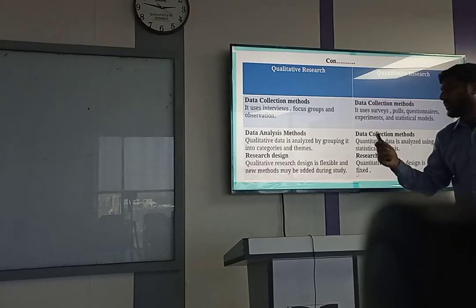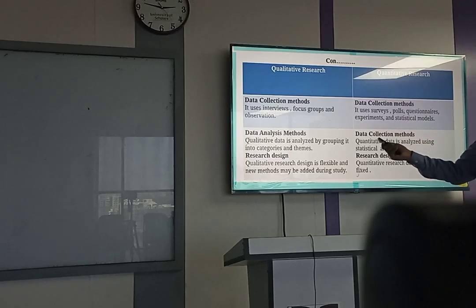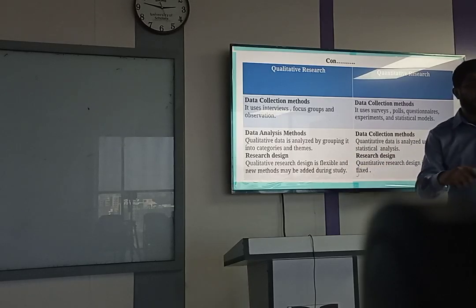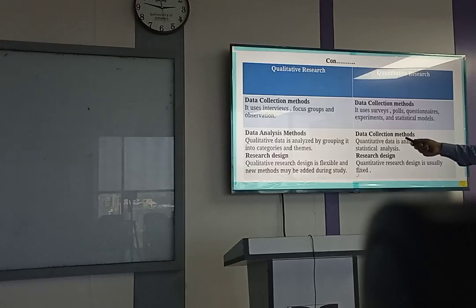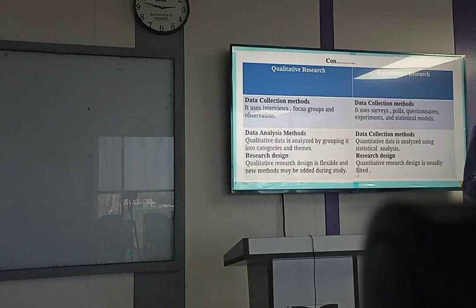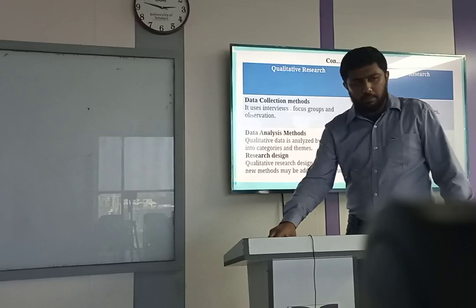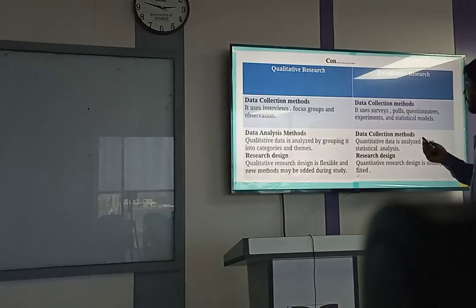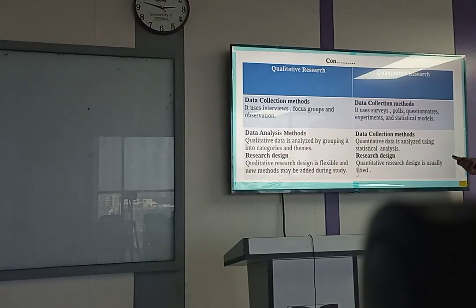Data analysis methods. Qualitative data is analyzed by grouping it into categories and themes. Quantitative data is analyzed using statistical analysis. Statistics again is numbers. Research design. Qualitative research design is flexible and new methods may be added during the study. That means in qualitative research, it is flexible and new types of methods can be added, that is, modification can be done. In quantitative research, it is usually fixed. That is a number.